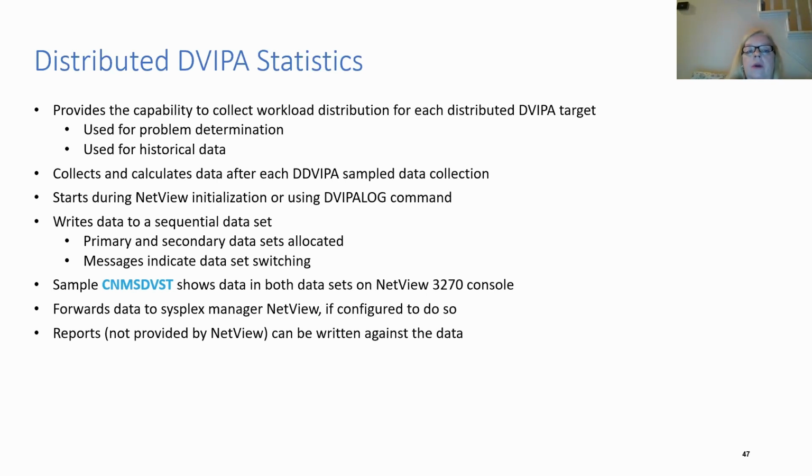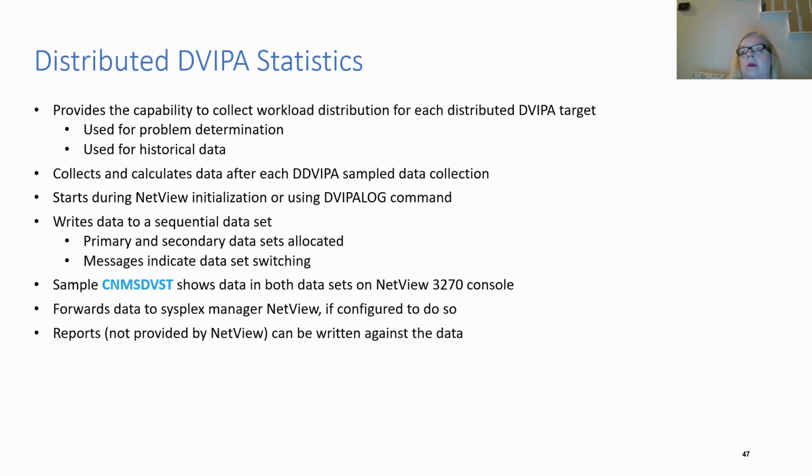The information is written to a sequential data set, and they're treated as primary and secondary data sets. So when one gets full, we'll flip to the other one. And we put out messages that indicate the data set is switching. So we have a sample CNMS DVST that when you issue that, it's going to show you all the information in both those data sets.